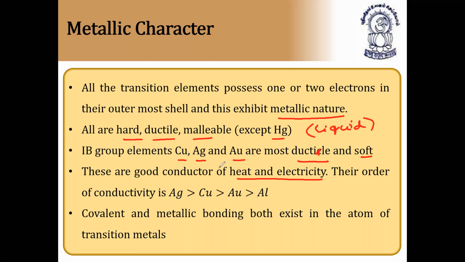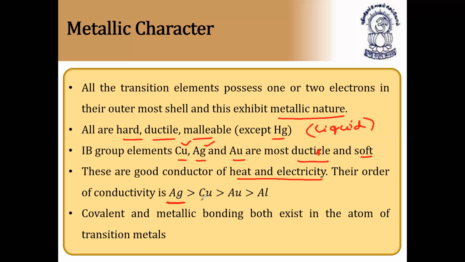Copper is also used for all the electrical components because it is cheaper when compared to silver. Gold is also a good conductor of heat and electricity, but it is costlier and not economical. That's why we will not use gold wires, but we'll use copper wires, and silver also. The order of conductivity: silver is the best conductor, as I already told you, but economy-wise, copper is cheaper. So that's why we'll use maximum copper.